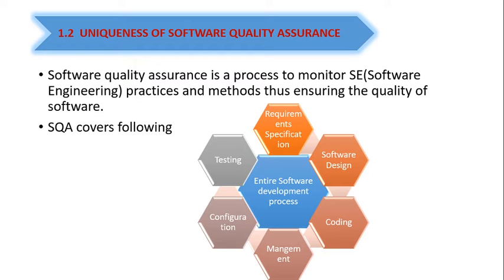Requirement specification is the first phase in the software development process, in which the customer or end user gives their requirements to the development team. Then the development team, according to the customer requirements, designs the database and the different frameworks so that the software development process is performed. Then it performs the actual coding. After the coding, there is management.